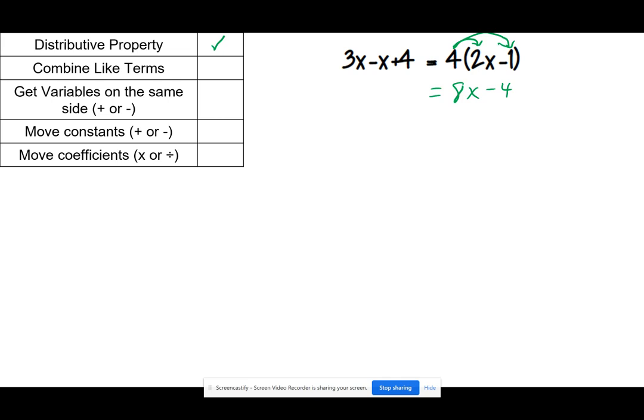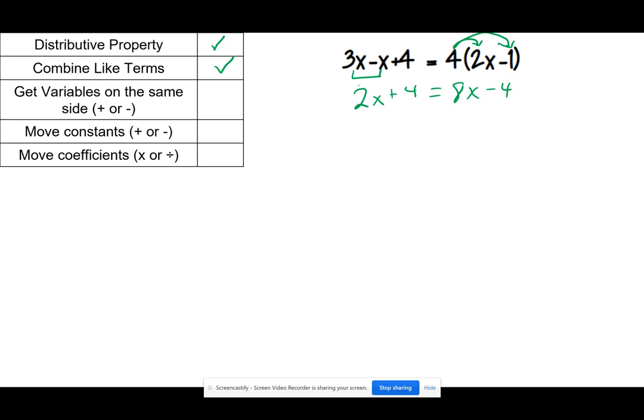Combining like terms, I'm going to move there next. I can't combine 8x and 4. They're not like terms, but I do notice that 3x and negative 1x are on the same side, and they can be combined together. So 3x minus 1x gives me 2x, and then I still have my plus 4. So I've combined like terms.